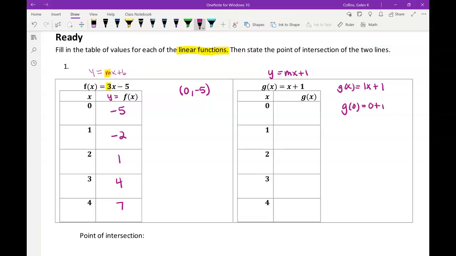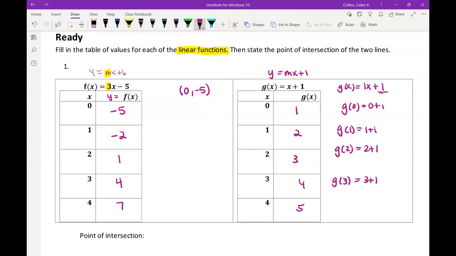So when I plug in 0 for my x value, I get that g of 0 is 1. When I plug in 1 for my x value, I get 1 plus 1, which is 2. So g of 1 is 2. When I plug in 2, I get 2 plus 1, because this one is a constant, which is 3. And so when I plug in 3 for my x value, 3 plus 1 is 4. And as you can see, the pattern continues.